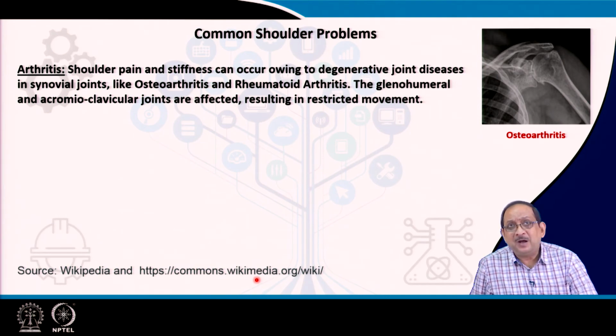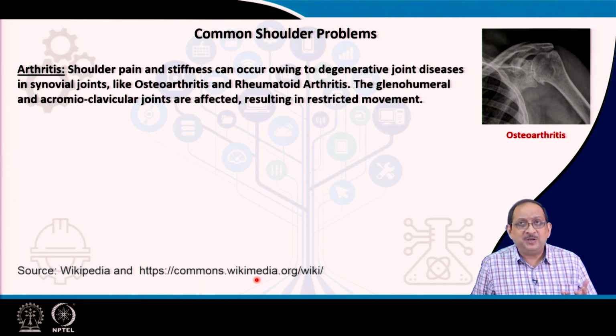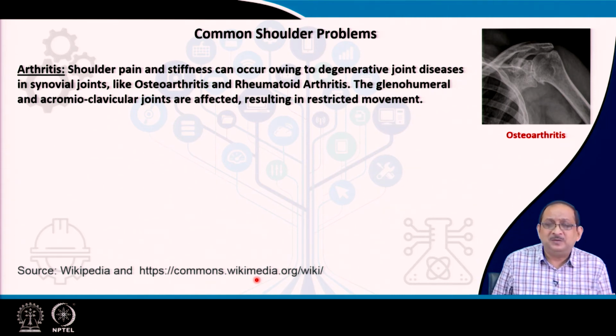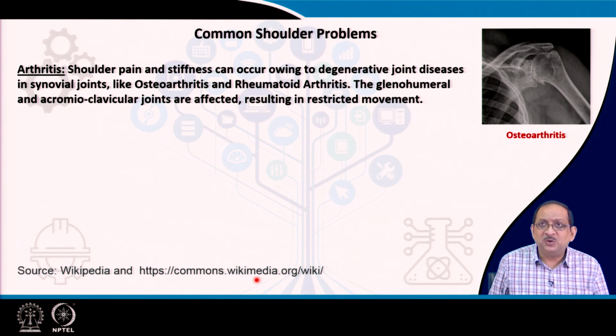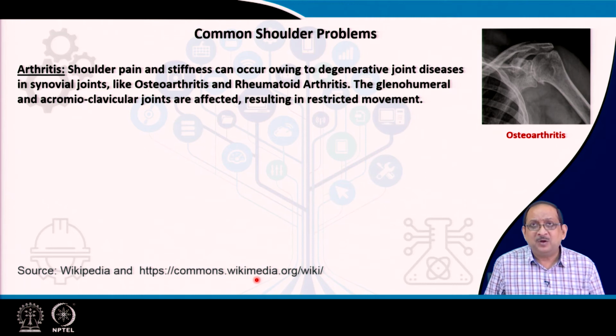The shoulder arthritis is a degenerative joint disease common in all the synovial joints. So, shoulder is not an exception. It is accompanied by shoulder pain and stiffness, and the common arthritis that are affecting the shoulder joint are osteoarthritis and rheumatoid arthritis. The glenohumeral and the acromioclavicular joints are generally affected, resulting in restricted movement of the shoulder joint.